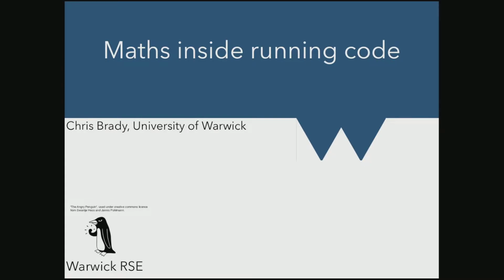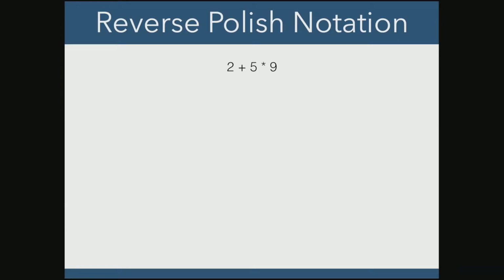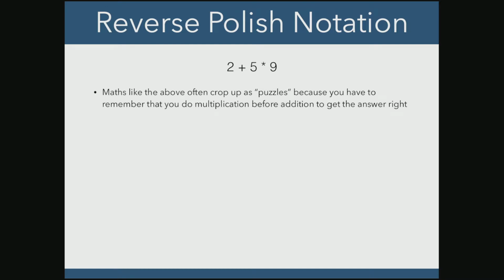So, first of all, here is how you would normally write a piece of maths. Now, this particular sort of thing often crops up as a puzzle. People will send them around to their friends on various forms of social media and the like, because what you have to remember to get the answer right here, they're usually more complicated than this, is that you have to do this multiplication. I'm using an asterisk here for multiplication rather than an X symbol. You have to do this first and then the addition afterwards, because there is the concept of precedence.